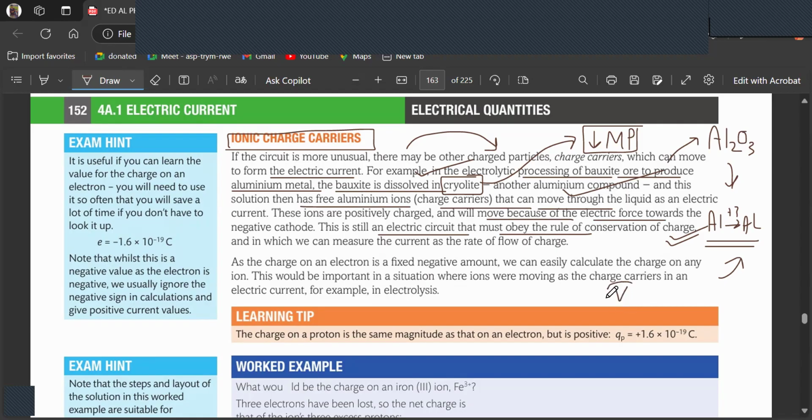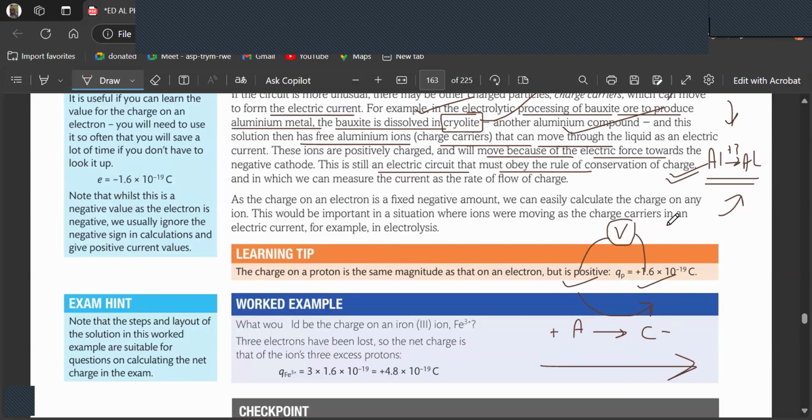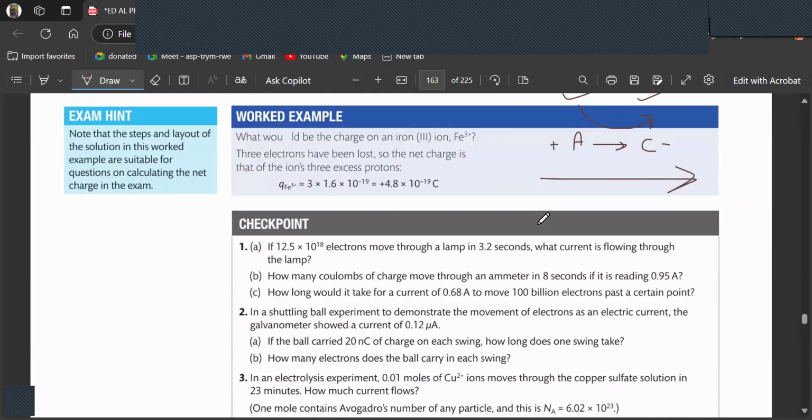Why is a voltmeter connected to an electrolysis experiment? Because the electrolyte contains charged particles, and there are electrons flowing as well from anode to cathode, right? Cathode is the negative electrode, anode is the positive electrode, and that is why a current is also observed in a voltmeter during electrolysis, because that electrolyte is also acting as a charge carrier. As the charge on an electron is a fixed negative amount, we can easily calculate the charge on any ion, and this would be important in a situation where ions were moving as the charge carriers in the electric current as well. Got it?